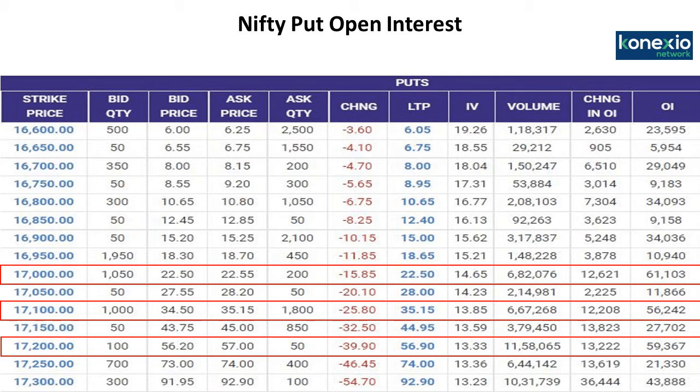So looking at this option analysis, we feel that there has been strong writing seen in 17,000 puts. So on the upside, we feel that 17,500 could act as a major resistance, and on the downside 17,000 could act as an important support. So now this is the range where Nifty might trade for the next week.